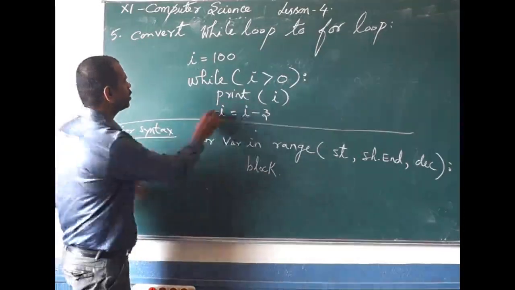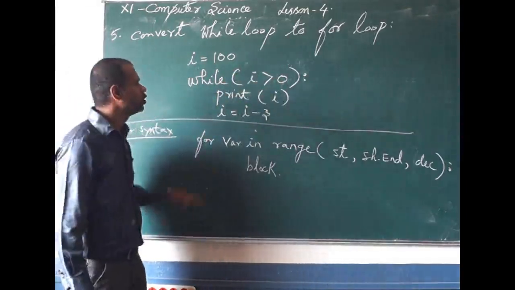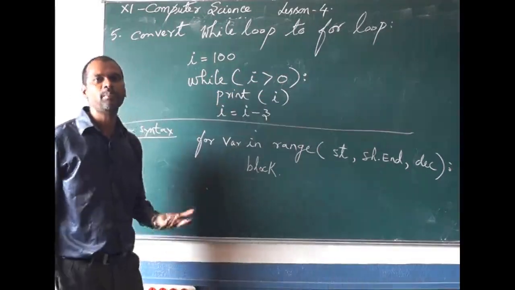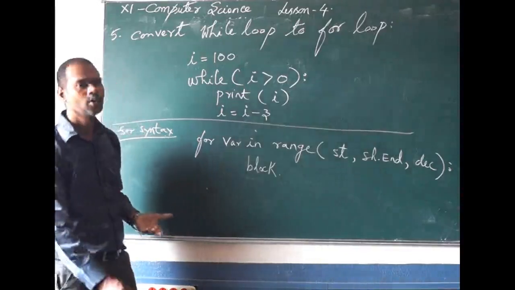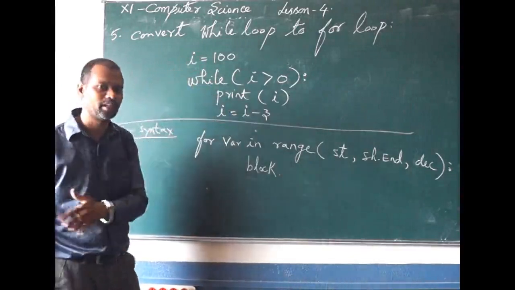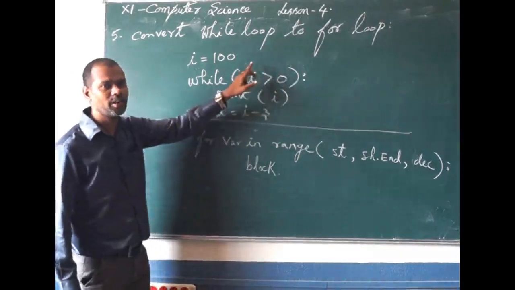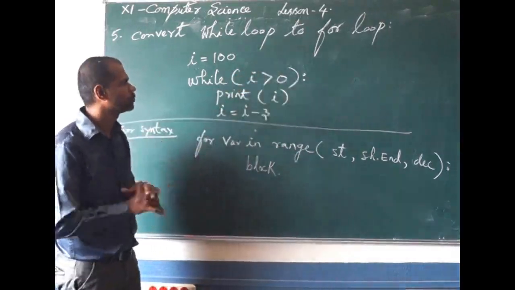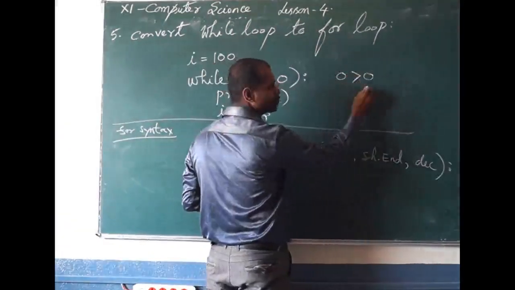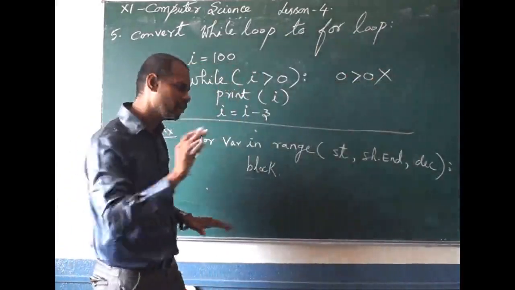Then once again it goes to the while loop. Then 97 is greater than 0. Of course it is greater than 0, so it will print 97. Then one more 3 will be reduced, so it will become 94. Like that it will print 100, 97, 94, etc. Suppose it reaches 0: 0 greater than 0 means this condition will be false, and at that time this while loop will be finished.